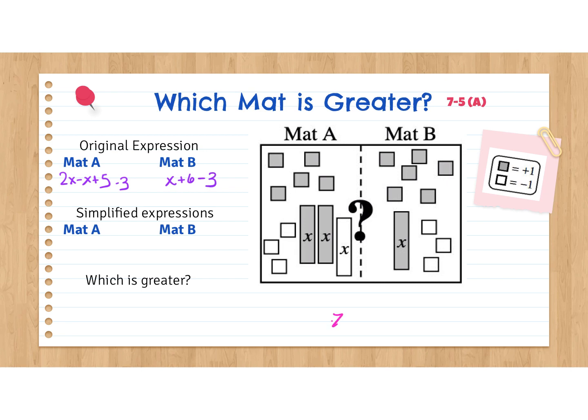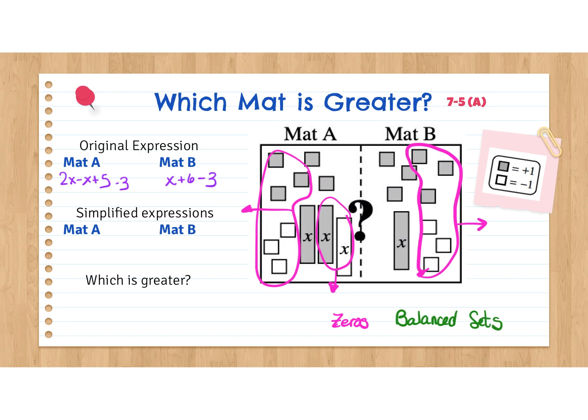We'll start with our zeros. So we have a 0 pair right here. Take that off. And then we have 3 and 3, so we'll circle all of these. And those can be removed. And then we'll have these 3 and those 3. Remove them. All right, now we will do our balanced sets. All right, so I can take this x off, and I can take that x off. And then I have these 2, and I have those 2.